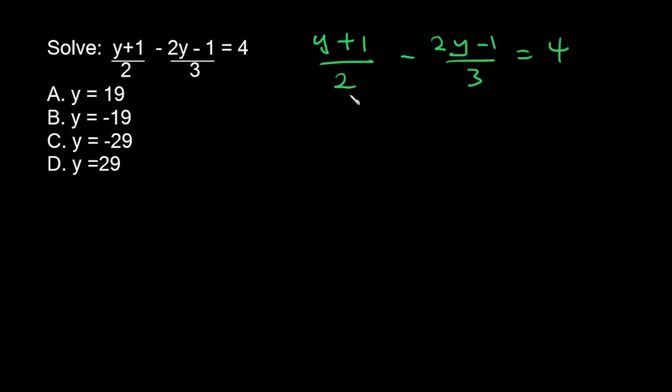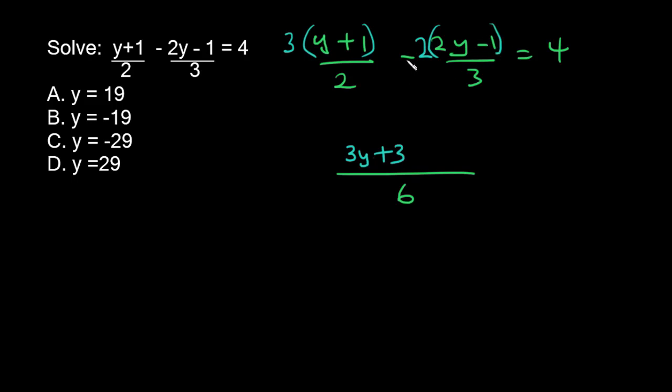So if we look at this, the denominators are not the same, so we need to look for a common factor, which is 6. That is the LCM of 2 and 3. So 2 into 6 is 3, so we're going to multiply this by 3. So we have 3y plus 3. Then 3 into 6 is 2, so we're going to multiply this by 2.